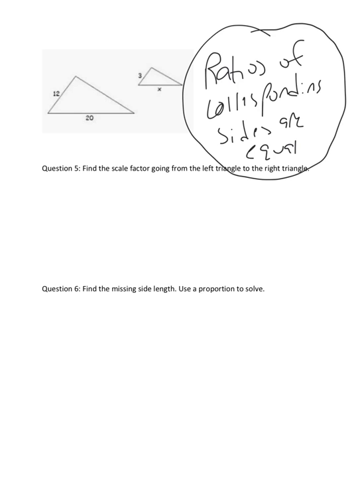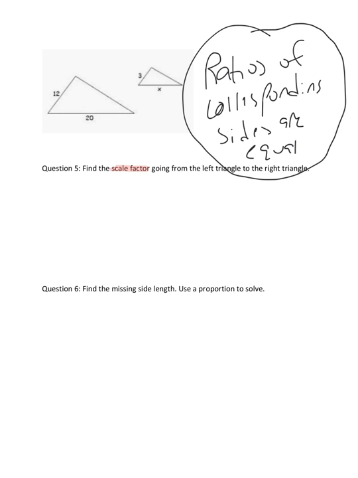So for question 5, it's going to ask us to find the scale factor going from the left triangle to the right triangle. So now we're given this first vocab term, and it happens to be scale factor. And remember, to find the scale factor, we write a ratio of corresponding sides. So we know the triangles are similar. We're not trying to prove that. We're going to write a ratio of a set of corresponding sides.